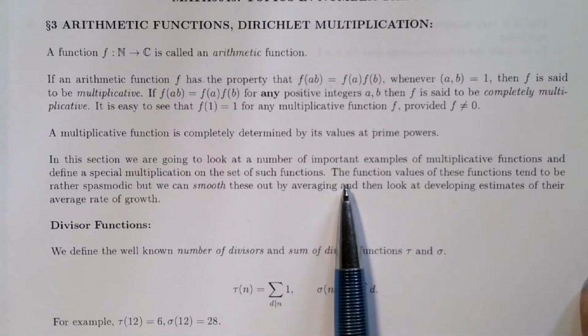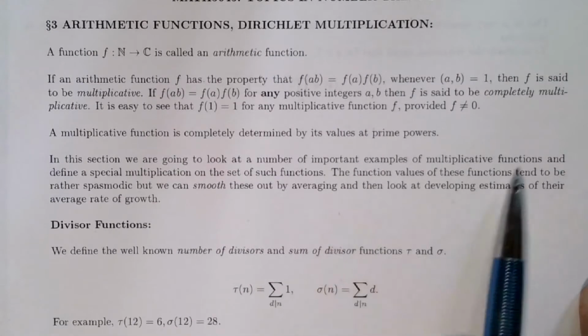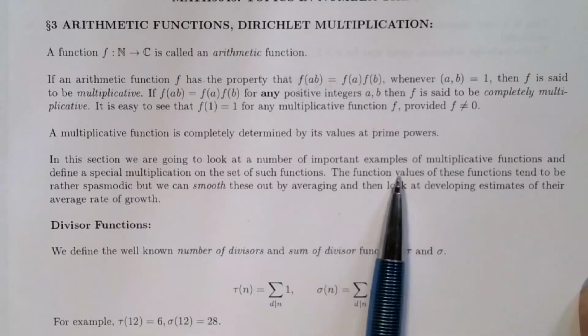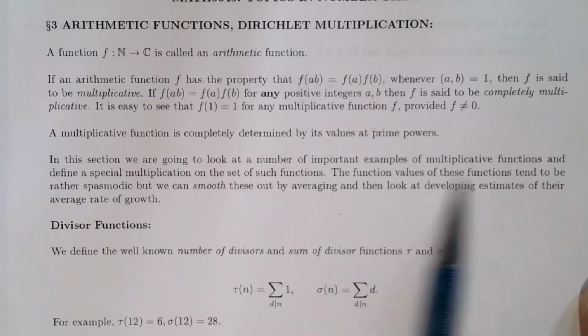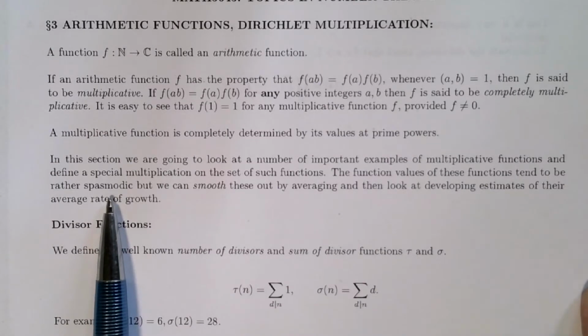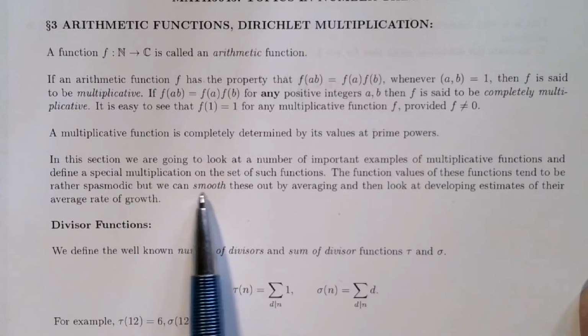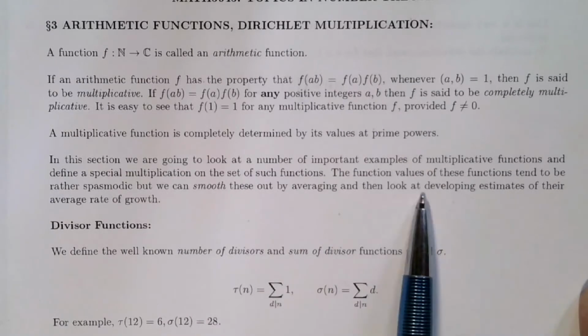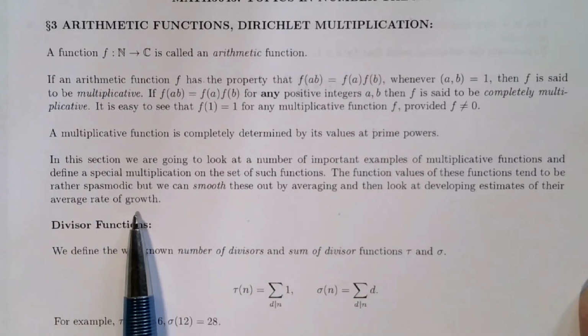So if you actually draw the graphs of some of these functions I'm going to show you, the function values are all over the place. They're spasmodic, they're up and down, and you can't see much pattern in them, but what you can do is smooth them out by averaging, and that turns out to be very interesting, because we can then look at developing estimates of their average rate of growth, and that turns out to be really quite surprising.